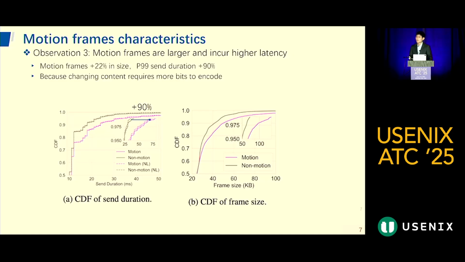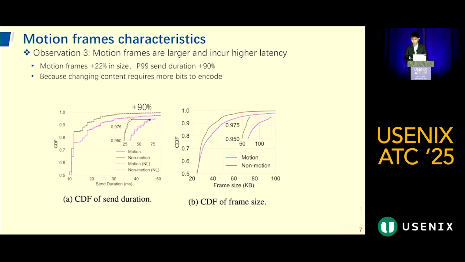Ironically, motion frames, which the user cares about most, put the greatest strain on the network. As you can see in the frame size CDF on the right, motion frames, the pink line, are larger than non-motion frames. Actually, motion frames are 22% larger in size on average. This is because changing content is simply harder for the encoder to compress. This large frame size directly leads to longer sending duration, as shown on the left. The 99th percentile duration for motion frames is 1.9 times longer than for non-motion frames, creating significant tail latency.